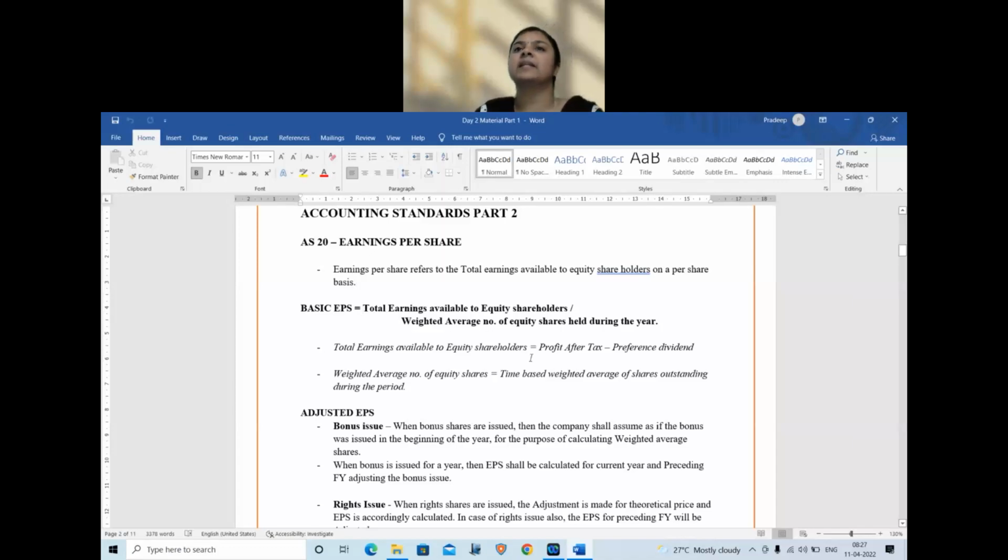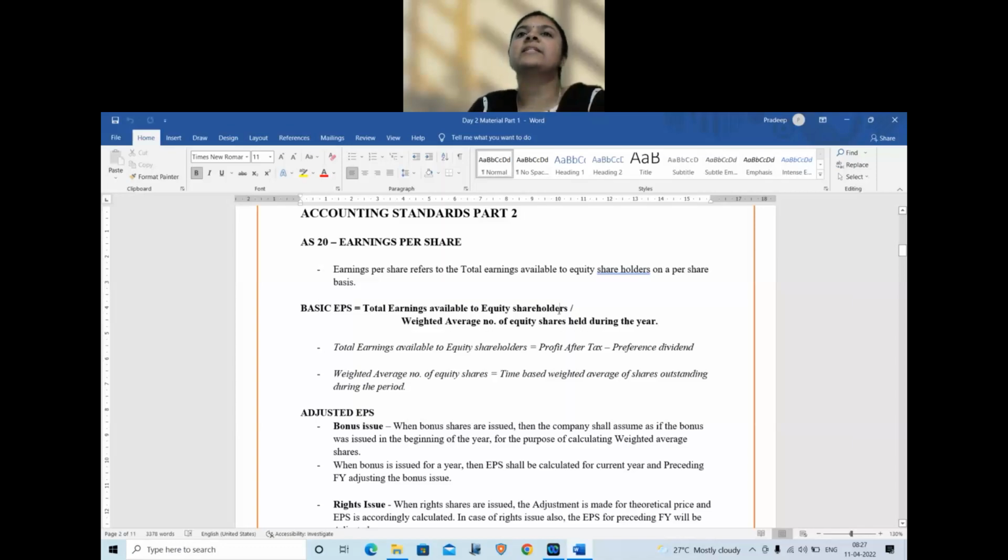Basic EPS is nothing but the normal calculation of earnings per share, which says total earnings available to equity shareholders. It's not profits after tax, it is earnings available to equity shareholders divided by weighted number of equity shares during the year, or weighted average of equity shares held during the year.